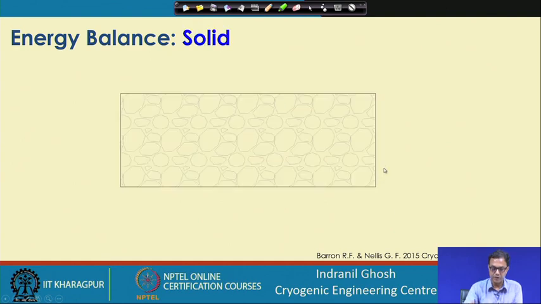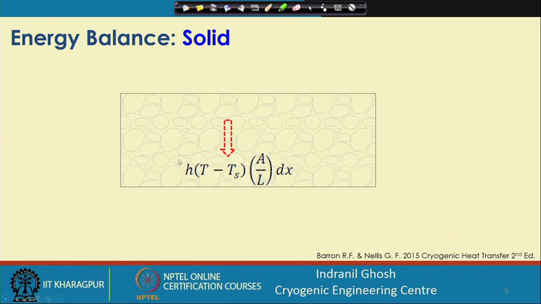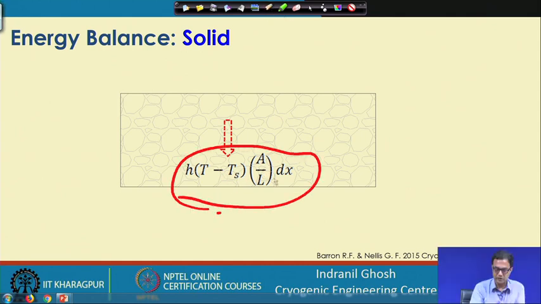Now, if we go to the solid part, we find that the solid is receiving some amount of heat from the hot fluid, and that is given by this amount. So, this is basically h into (T minus Ts) A by L into dx. That is what we have learned, that this fluid stream is giving this amount of heat to the solid. When the solid is receiving some amount of heat, what happens to the solid temperature? Its temperature is going to rise.